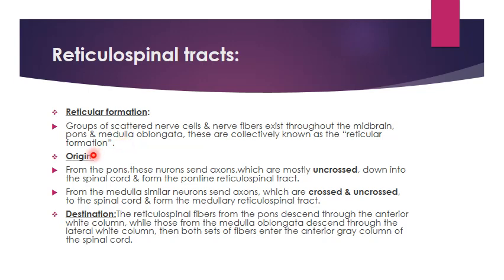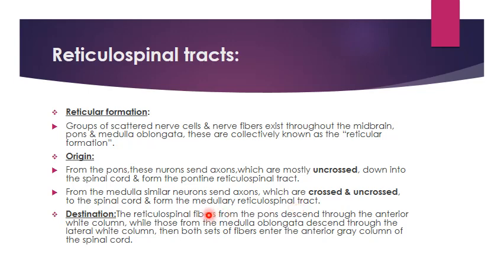Now, the origin of the reticulospinal tract. Fibers of the reticulospinal tract arise from the pons as well as from the medulla. From the pons, these neurons send axons which are mostly uncrossed down into the spinal cord and form the pontine reticulospinal tract. From the medulla oblongata, similar neurons send axons which are crossed and uncrossed to the spinal cord and form the medullary reticulospinal tract.